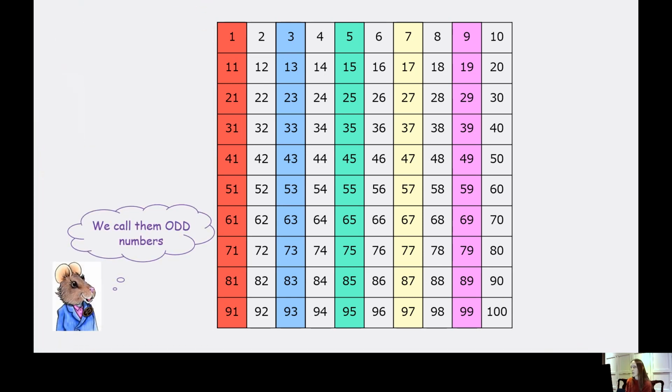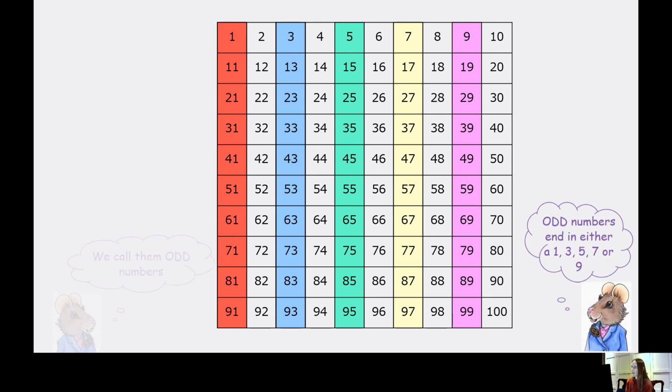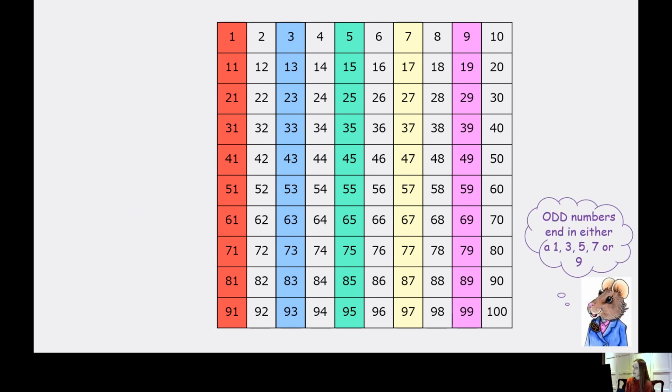We call them the odd numbers. And can you see any particular patterns with the odds? Maybe a little bit similar to the even number pattern that we found. Okay, let's have a look. So odd numbers, again, the ending of odd numbers will always be either a 1, a 3, a 5, a 7, or a 9. And you can see that, can't you? Here all ending in 1, here all ending in 3, here all ending in 5, here 7, and here 9.